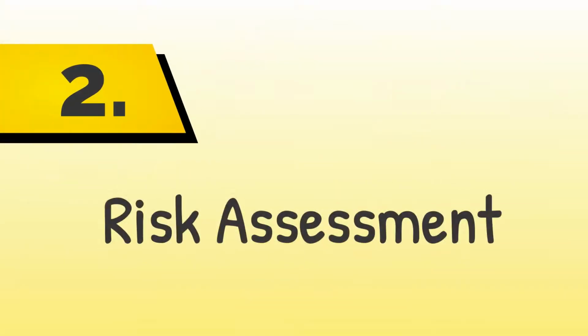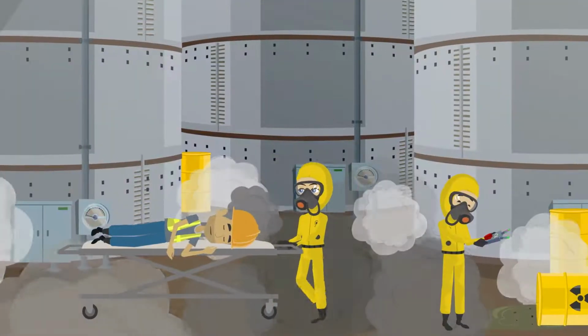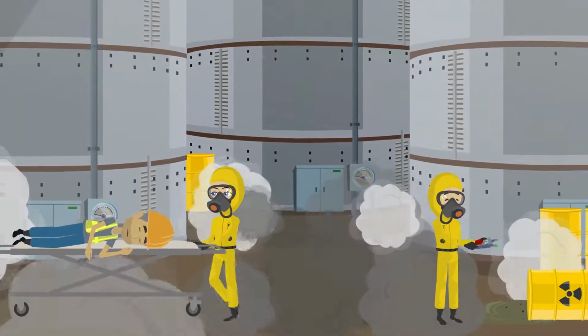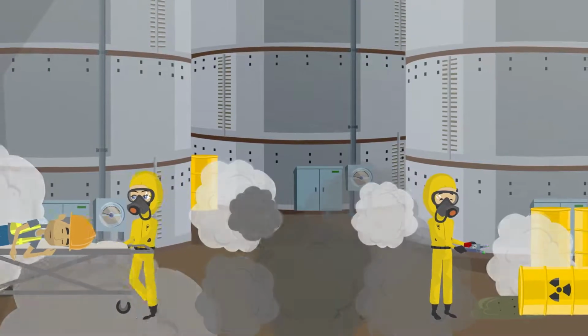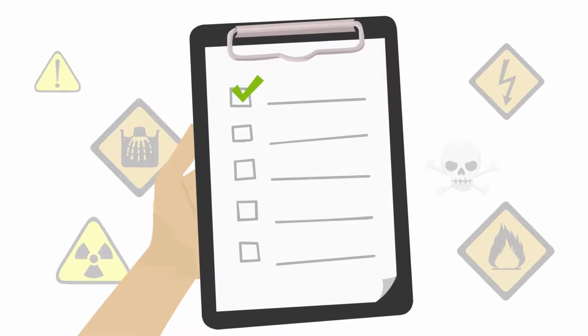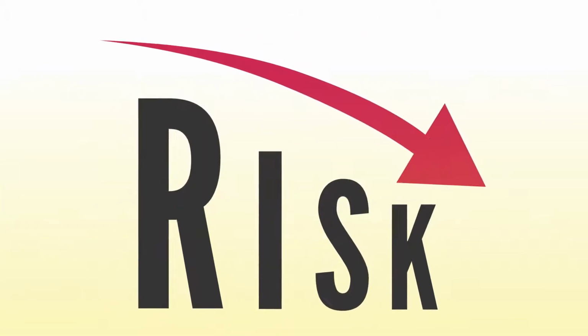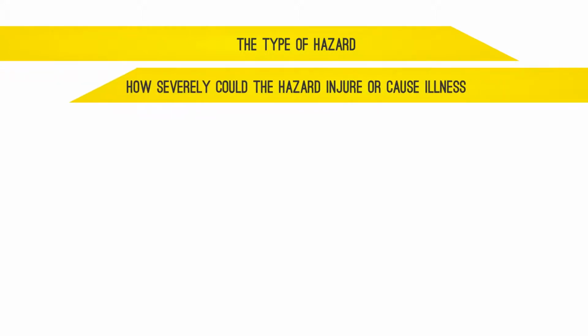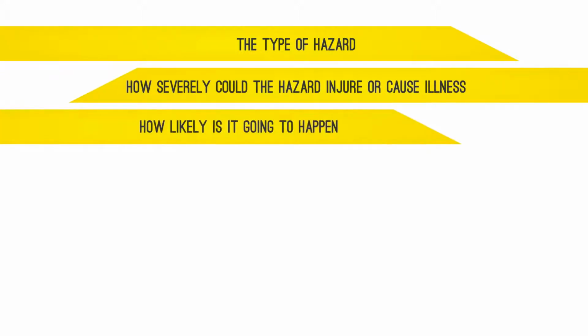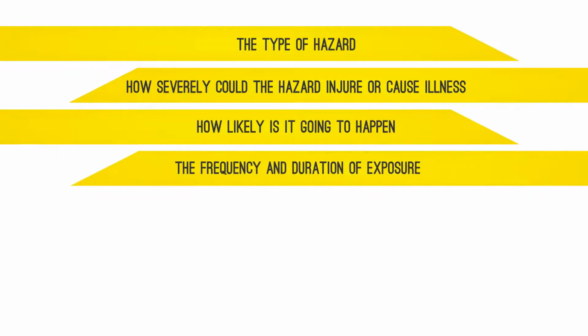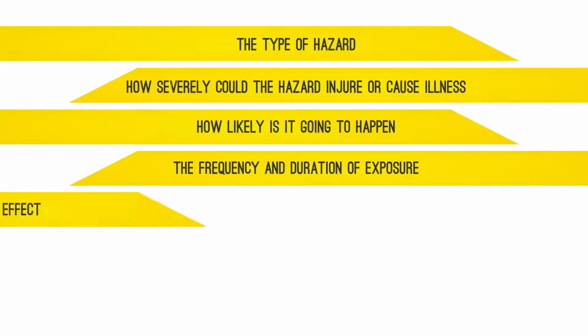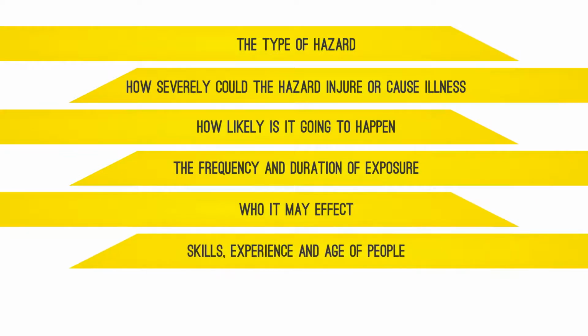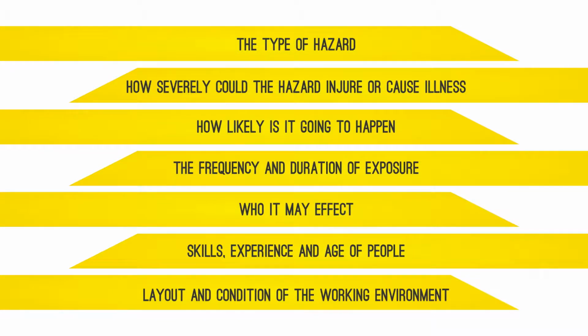Step 2. Risk assessment. Risk assessment determines how likely and how serious the effects may be on people exposed to the hazard. Work out which hazards are most serious and deal with them first. To assess the risk, you should consider the type of hazard. How severely could the hazard injure or cause illness? How likely is it going to happen? The frequency and duration of exposure. Who it may affect. Skills, experience and age of people. Layout and condition of the working environment.